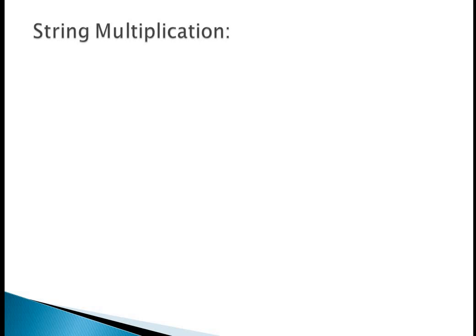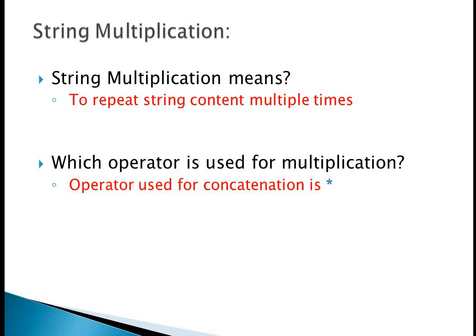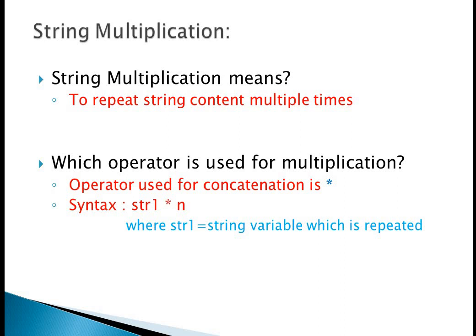But how do we compute this multiplication? We are repeating the string value n number of times. That is the meaning of string multiplication. We are using the same operator, the star operator, for multiplication purposes. Syntax: I have written str1 star n. In this case, str1 is the string variable which is going to be repeated. N is how many times it should be repeated. So, string object multiplied by the number of times you want to repeat it.